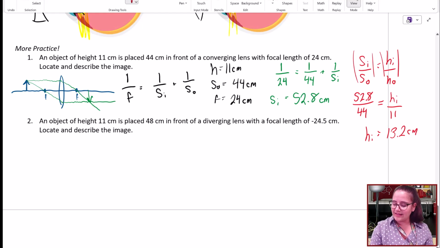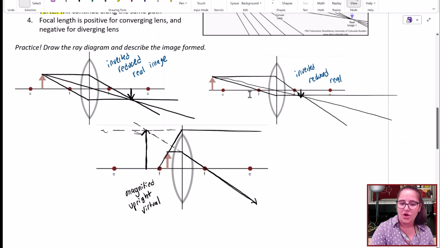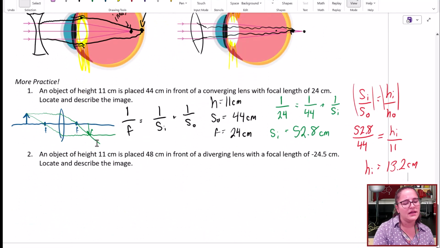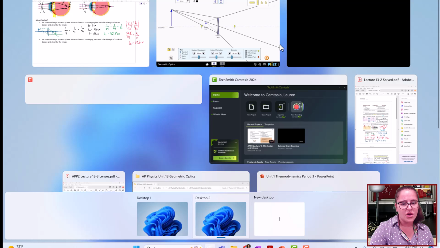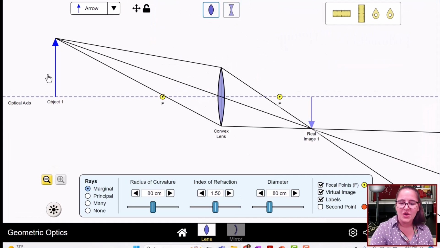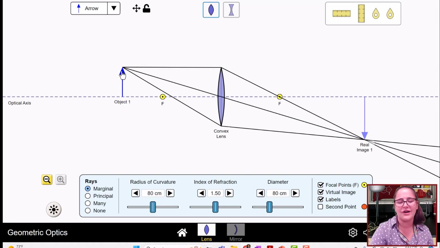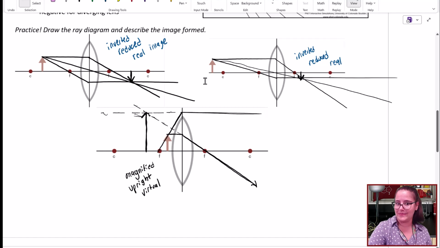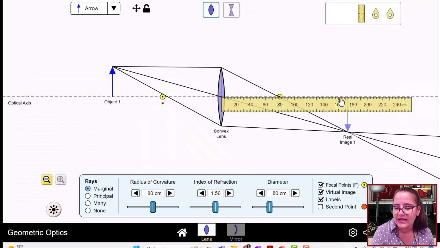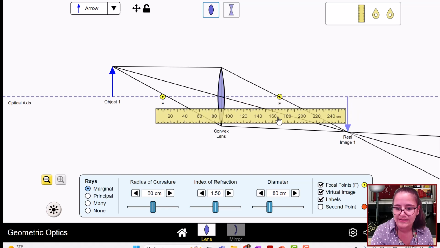Okay, a slightly enlarged image. That's a little weird that I got a bigger image height than our object height. Is that possible with a converging lens? When in doubt, check the simulation. We'll go to that converging lens if we get a little closer. Oh yeah, okay, that definitely looks like it might be a little bigger. Wondering if this one maybe should have been a little bit larger. We have a focal distance of 80, so 160 would be where C is.